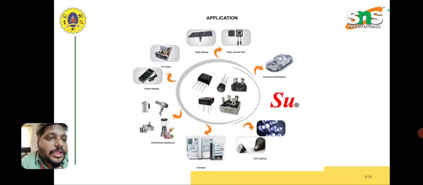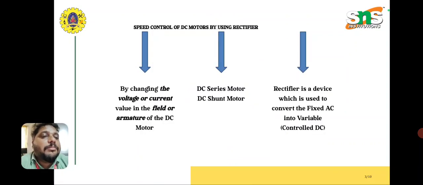systems. Before going to the specific application, this is the basic overview of the applications of power electronic devices. Power electronic devices and converters are used in automobile applications, LED lighting, ammeters and voltmeters, that is instrumentation, and then small home appliances, power adapters, PC power, that is personal computer power conversions, and then solar modules. These are the main applications of power converters.